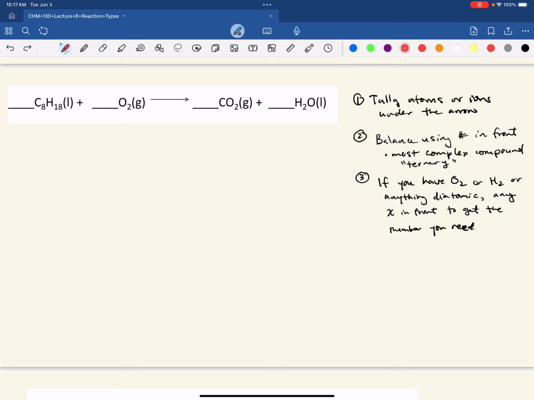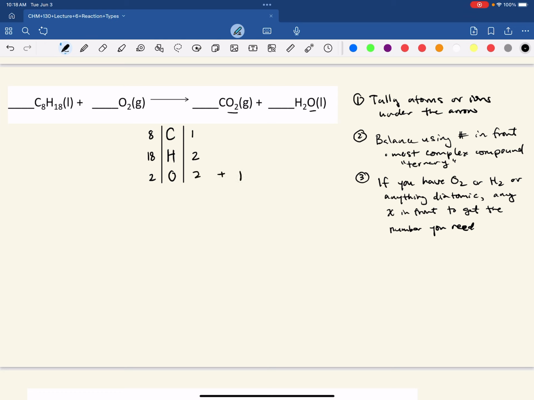Oops. Doing the same color. Carbon, hydrogen, and oxygen. It's very straightforward to tally this one. Okay, I've got 8 carbons, 18 hydrogens, and 2 oxygens. 1 carbon, be careful, 2 hydrogens, and 2 and 1, so 2 plus 1.